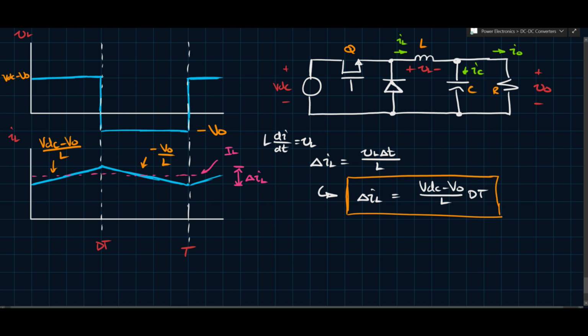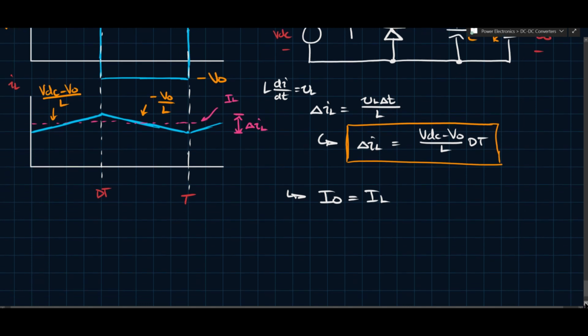Now, if C is assumed to be large enough to block the ripple entirely, then that means IO, the output current, will be basically a DC value, which implies that IO will equal the average value of IL. And again, this is a design choice, a characteristic that we can choose. It has nothing to do inherently with the circuit. If we pick the proper C, then the average of IO will be equal to the average of IL, and IO will be basically purely DC.